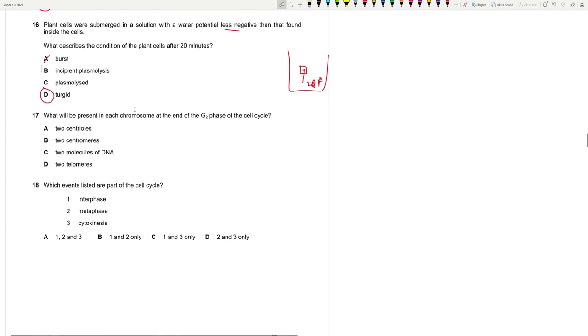What will be present in each chromosome at the end of G2 phase? Basically, remember, S phase has occurred, so DNA has replicated. Chromosomes will start to condense at the beginning of prophase, right? So look at the structure. Since DNA has replicated, after condensation it should look like this.